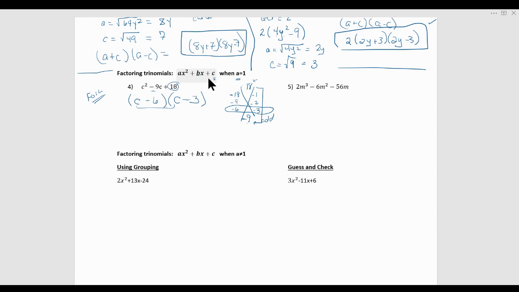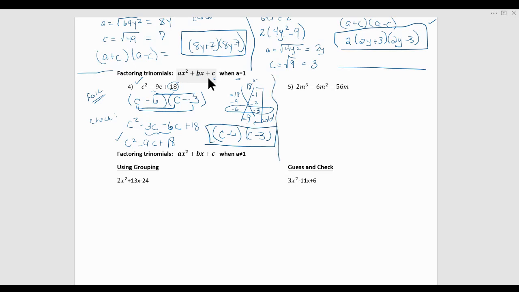Now I have my final factored form. Let's go ahead and check that one. So if we multiply our first terms, c times c, we're going to get c squared. Let's do our outer terms, minus 3c. Our inner terms, minus 6c. And our last term is a plus 18. And let's combine our center terms. We get c squared minus 9c plus 18. And I see that does indeed bring me back to my original expression. So the correct answer for this final factored form is c minus 6 times c minus 3.